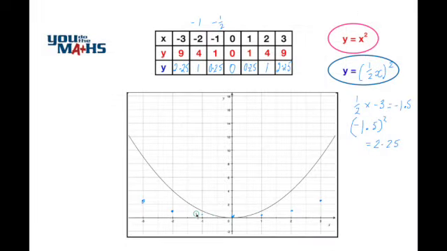If we go back to the points we plotted, we can see here that each of the values on the original y equals x squared graph can be stretched out by a factor of 2 horizontally to go to the new points that we've achieved for the graph y equals a half x squared. In other words, every point on the original parabola is now twice as far from the y-axis because it's been stretched out horizontally.